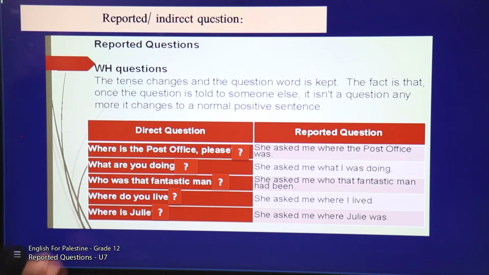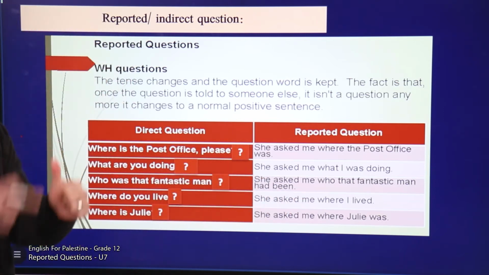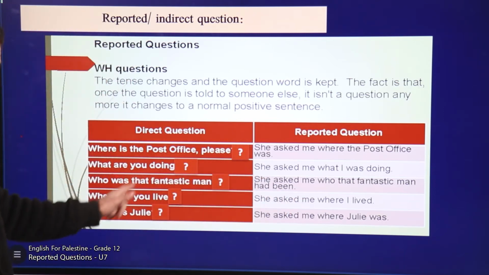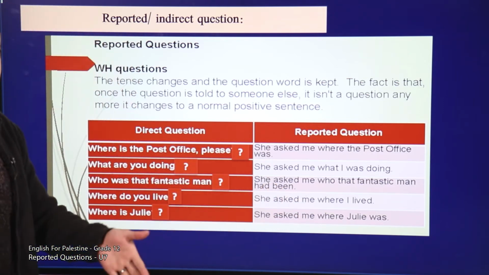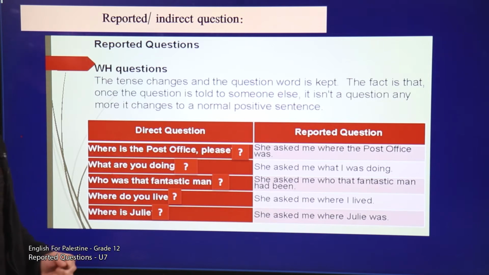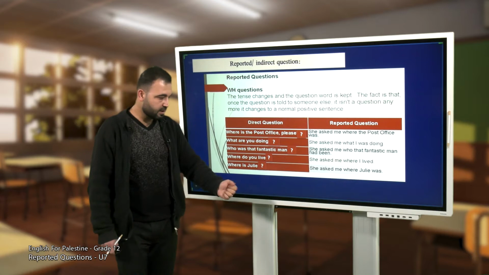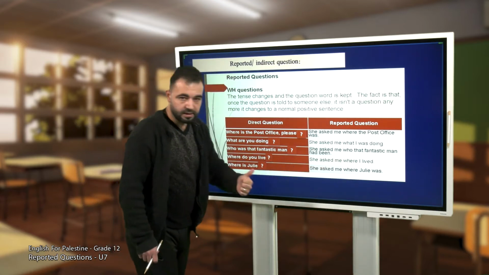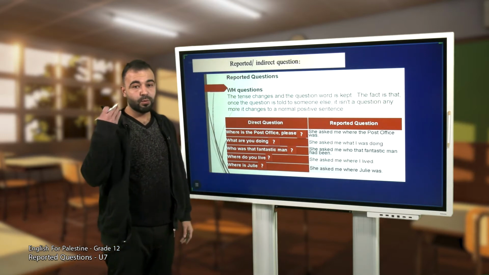Now, number 4: Where do you live? She asked me where I, and live in the present becomes lived in the past simple tense. Finally, where is Julie? She asked me where Julie was.